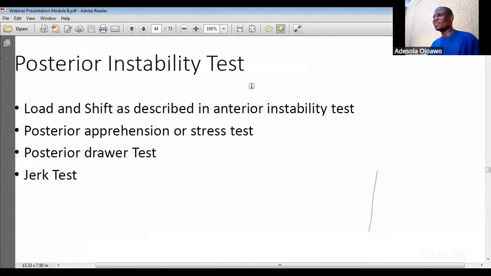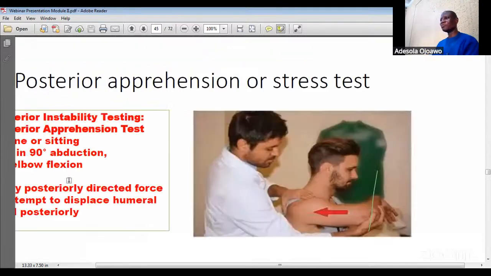Then we have posterior instability tests. Load and shift goes for that as well. When you see that load and shift, you can move it anteriorly, you can move it posteriorly. The posterior movement is what we call posterior shift. Do you understand? Posterior shift tests for posterior instability. Anterior shift tests for anterior instability. Then we have posterior apprehension test, posterior thrust test, and jack test. So all those ones are for posterior instability. This is great. Good.